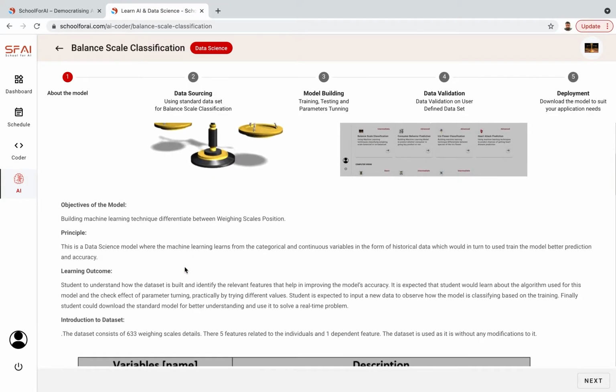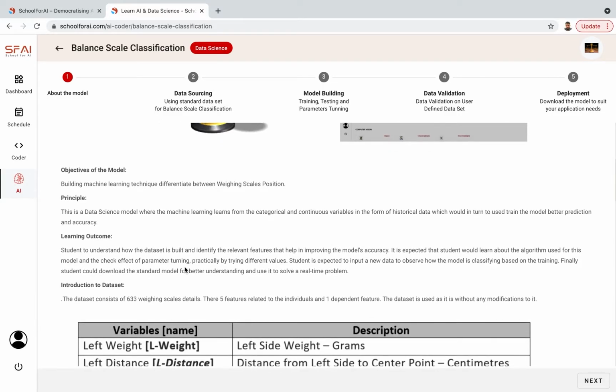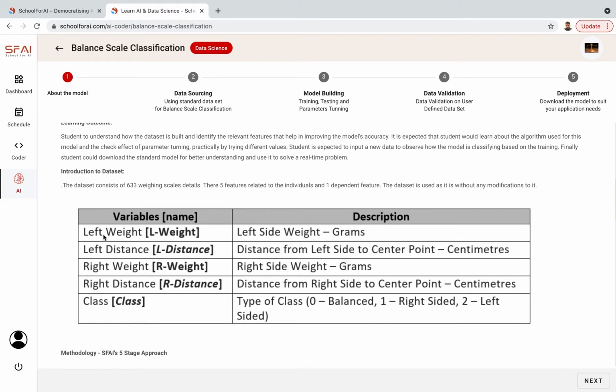Okay, so going with that, this is a data science model. We are using machine learning. It has both categorical and continuous variables, and we would be predicting the accuracy. On the data set side, we have left weight, left distance, right weight and right distance, and the class. Actually, the left side weight will be in grams, but we would be converting that into categorical values, so that eventually we have this class, whether it is balanced or right-sided or left-sided output. So this is supervised learning. We have the output or the target variable given here.